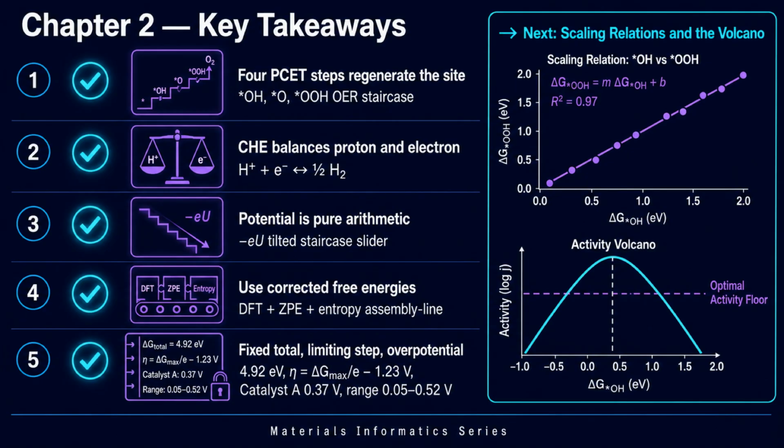If 4 equal steps are ideal, why has nobody built one? Next, scaling relations and the volcano.